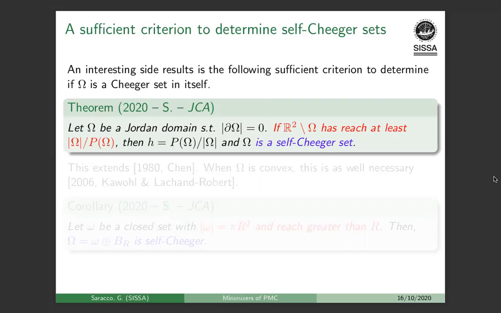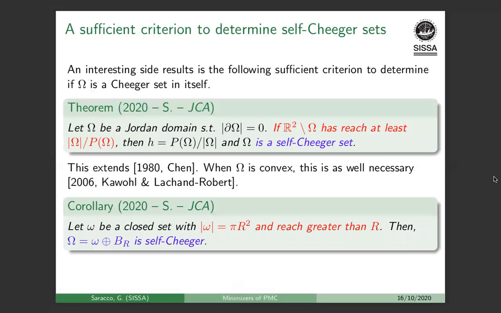Now, if you don't know what the reach is, you can think of the following. A set A has reach at least R if you can roll on the boundary from the exterior a ball of radius R. So in this case, this hypothesis that the complement has reach at least this number means that you can roll a ball of radius this number inside omega along the boundary. This is what we're basically saying.